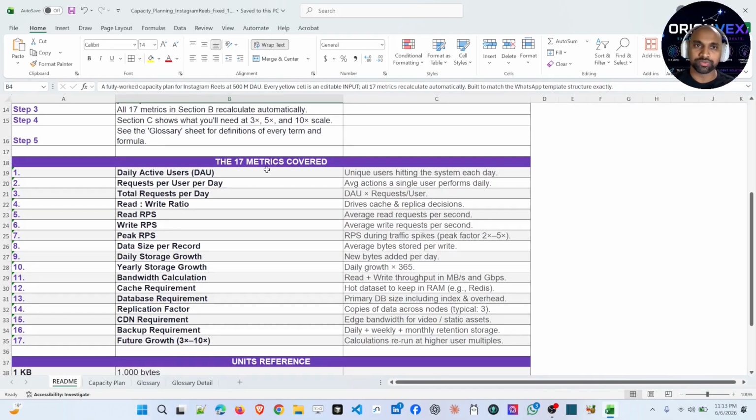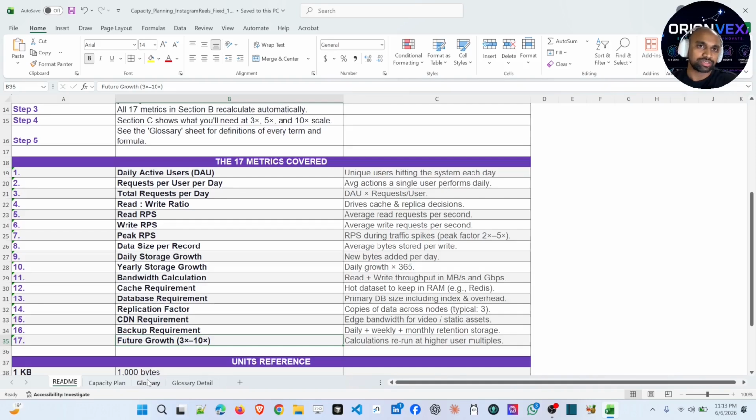There are 70 metrics we are covering to calculate the capacity planning. Daily average users, requests per user per day, total requests per day, read-write ratio, read RPS, write RPS, peak RPS, where RPS means requests per second. Data size per record, daily storage growth, yearly storage growth, bandwidth calculation, cache requirement, database requirement, replication factor, CDN requirement, backup requirement, and future growth.